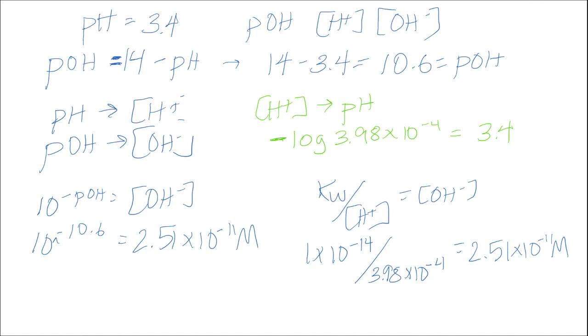So to go from concentration to pH, you're going to use the negative log. Negative log of the hydrogen ion concentration is pH, that's its definition. And if you're going the other way, that's when you use the second log function of whatever you got.